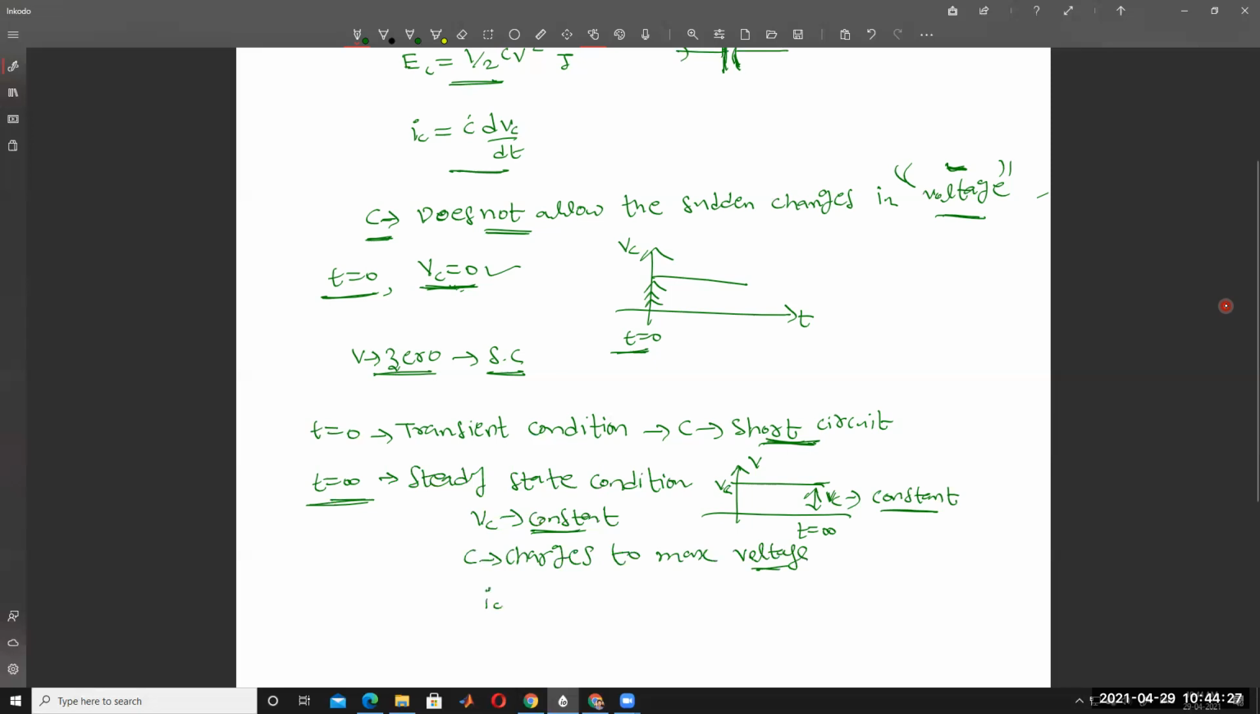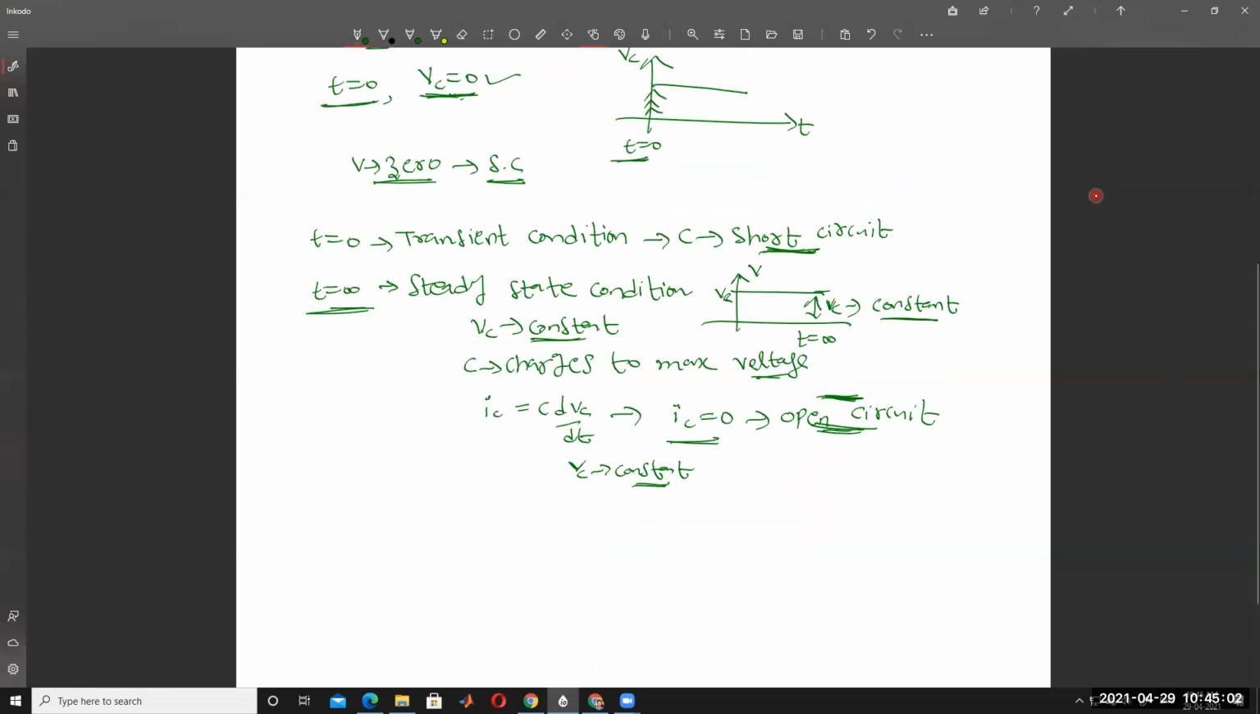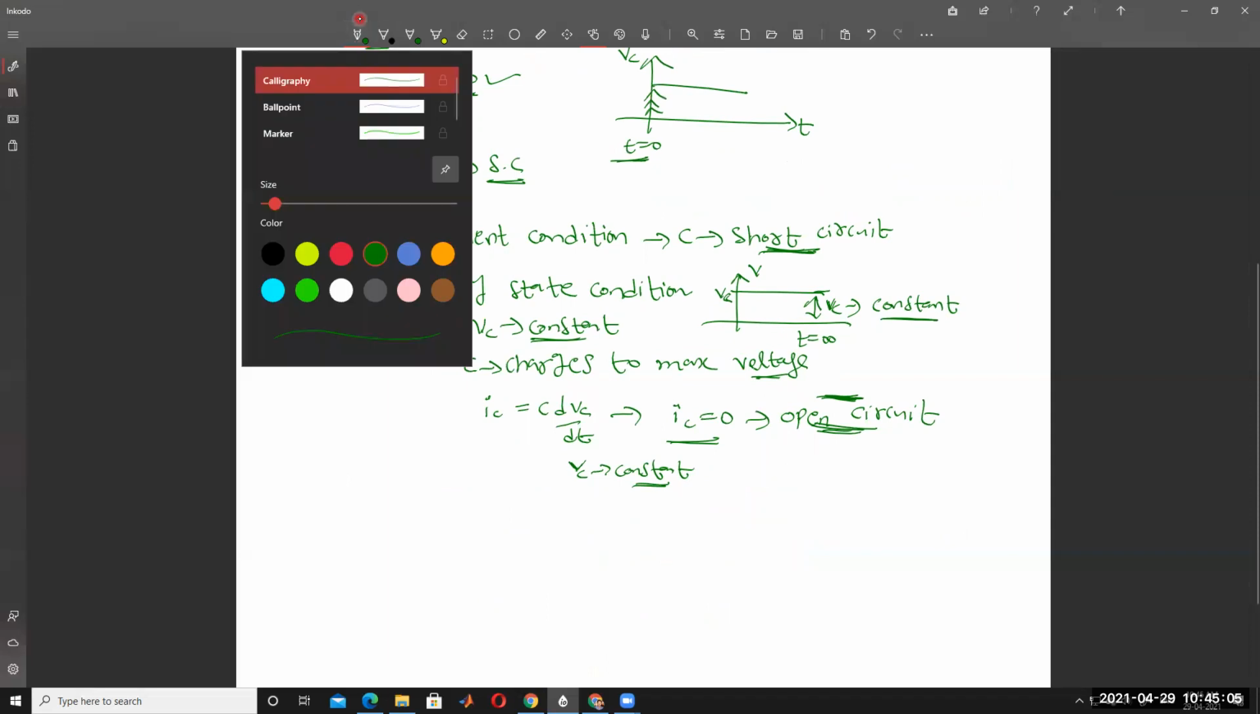Then Ic is equal to C into dVc by dt. This Vc is constant, then Ic is equal to 0. The current flowing to the capacitor is 0, which means it acts as an open circuit. This is the main concept. The capacitor under steady state condition acts as an open circuit. Understood? But the inductor under steady state condition acts as a short circuit.